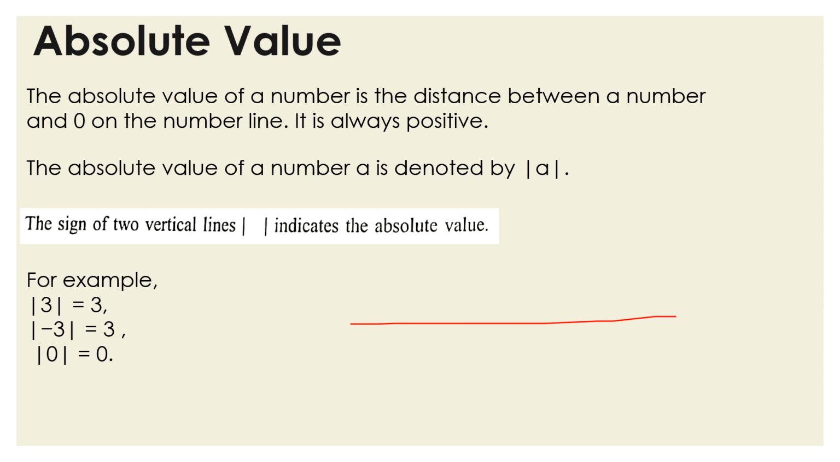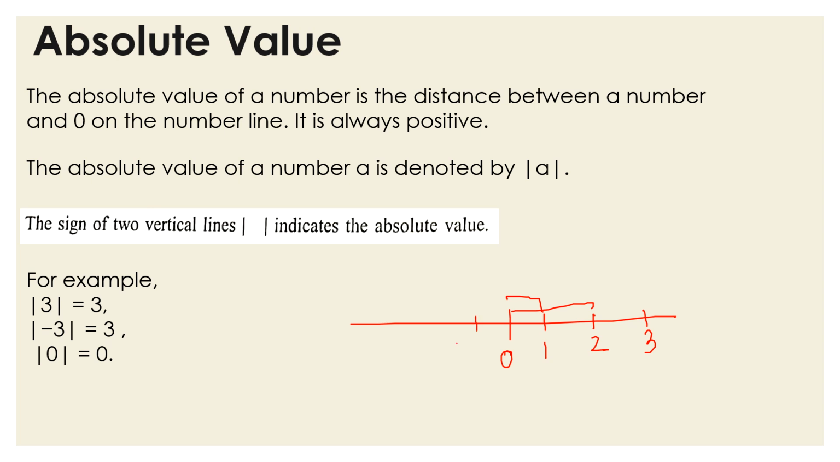Supposing this is a number line, this is your zero, and on the right side, let us say these are the numbers. Let us say this is 3, this is 2, this is 1. So how far is 1 from 0? You see it is 1 unit away. How far is 2 from 0? It is 2 units away. So that's your absolute value. Absolute value cannot be negative. It will always be positive.